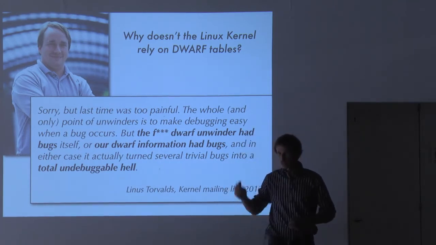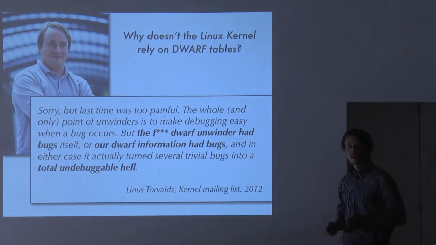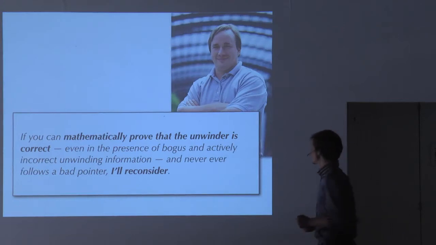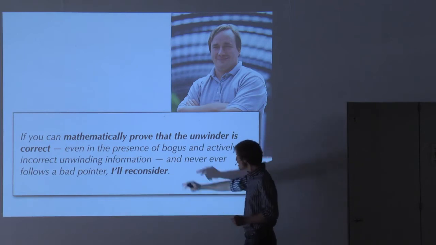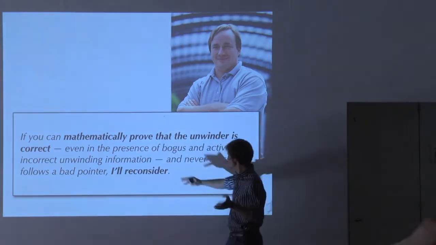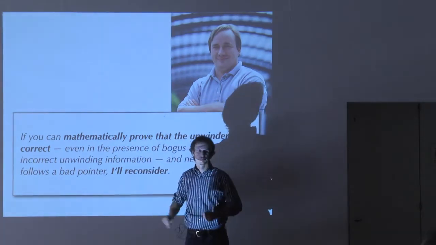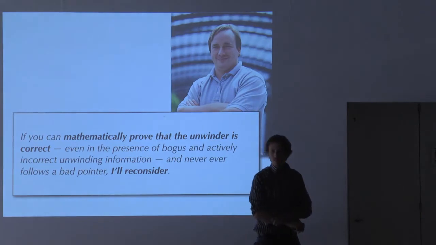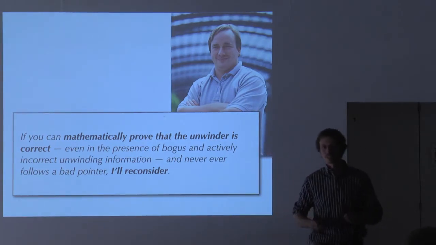Now, Mr. Torvalds is a reasonable man, so he leaves a door open, gives us a way to convince him. And the email ends with, if you can mathematically prove that the unwinder is correct, even in the presence of bogus and actively incorrect unwinding information, and never ever follows a bad pointer, I'll reconsider. So what we'll try now is to sketch a way to make Mr. Torvalds reconsider.